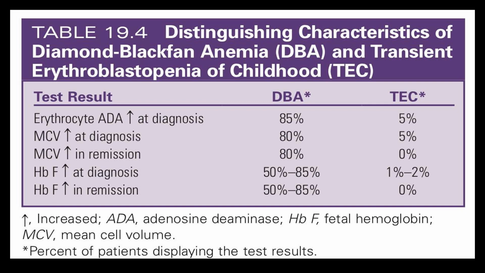So I lifted this table 19.4 from RODAK, in which this table distinguishes the characteristics of your DBA from your TEC by the following parameters. We have erythrocyte adenosine deaminase at the diagnosis. We have MCV, or the mean corpuscular volume, at diagnosis and in remission, and hemoglobin F at diagnosis and in remission. As shown in here, there is a marked increase in the following parameters for your DBA as compared to your TEC, which is normal to slightly increased only.